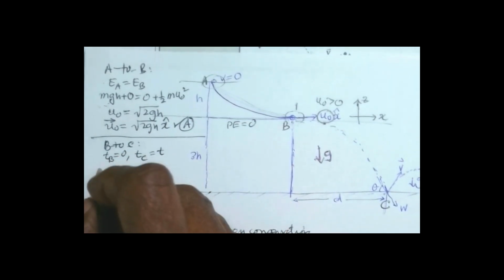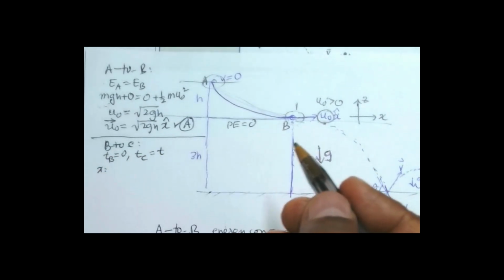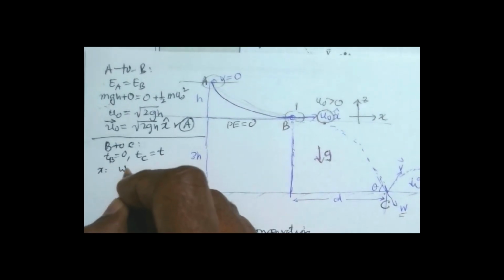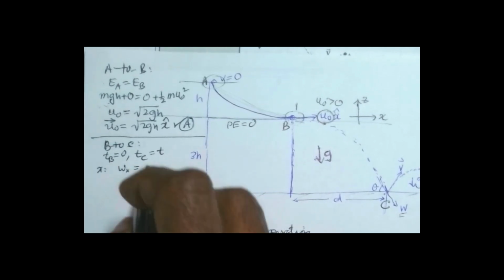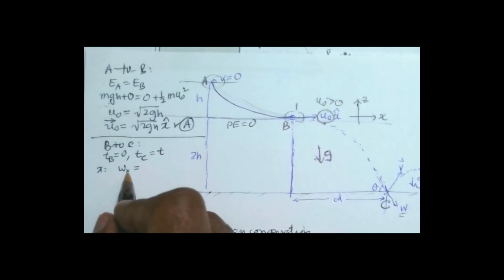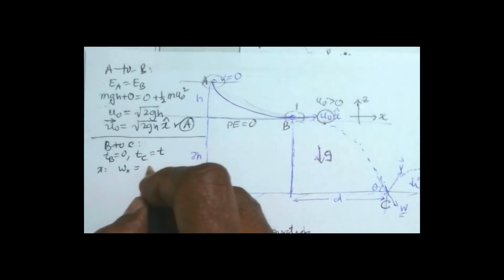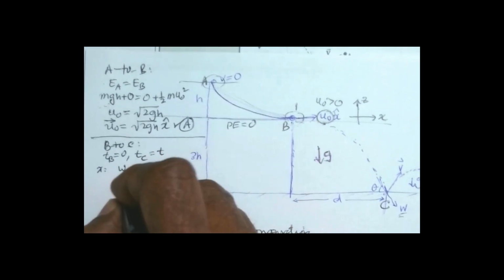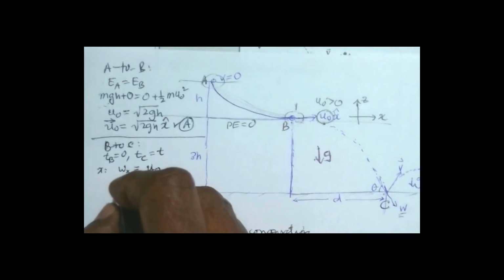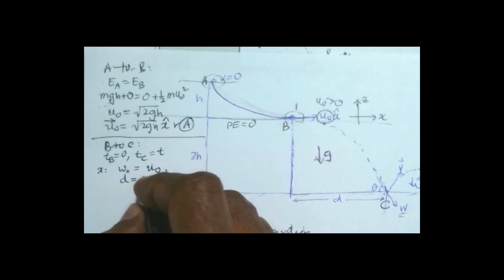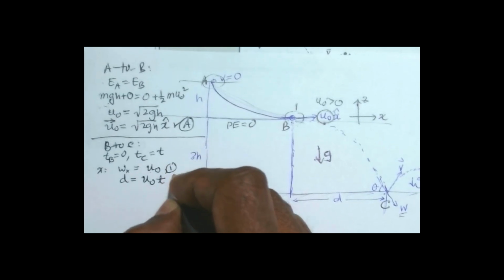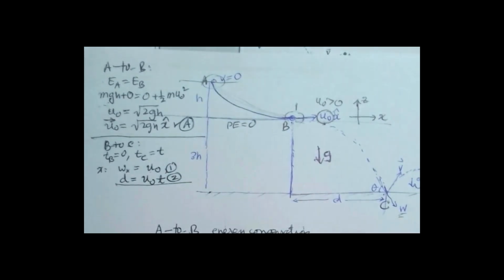Along the x direction I'm going to get two equations. u0 will be constant, so the x component of the final velocity at C will be u0, same as the initial, and the distance traveled, d, since wx is constant, is going to be u0 t. So equation 1, equation 2: two equations along the x-axis.